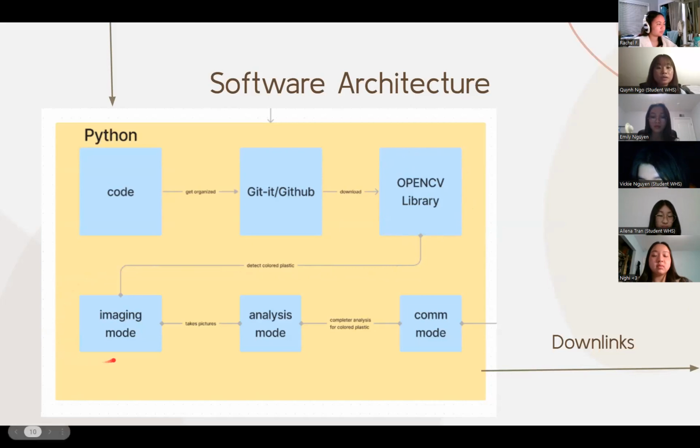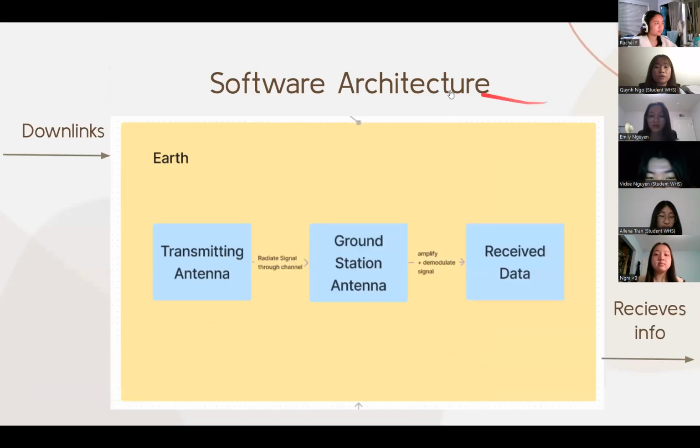So in this case, it will process and detect the colored plastics using the Python code. This will lead to the 3 different modes that will enable this detection. The imaging mode will take pictures of the plastic in the ocean and transmit it to the analysis mode, where it analyzes and processes the images. Once the analysis is complete, it will transmit to COM mode, where the data would be downlinked to Earth.